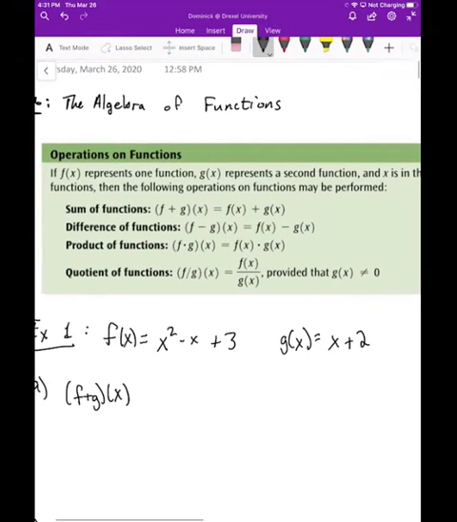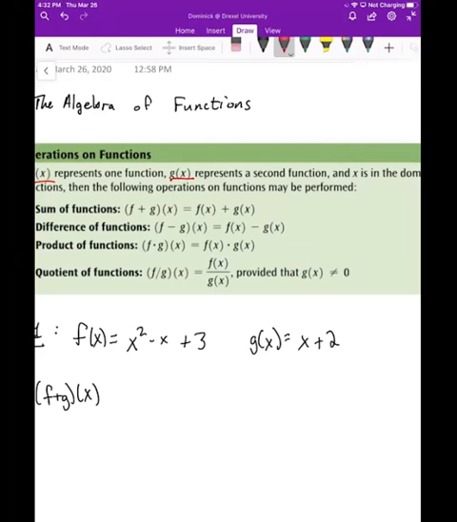But the idea that we're going to discuss is we're being given two functions, f and g, and we're assuming that x is part of the domain of both functions. That means that we can plug x into either function without anything bad happening. Then the way that we define all four of our basic arithmetic operations is just how you think they would work.